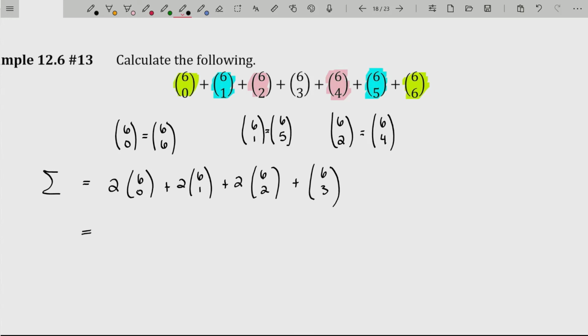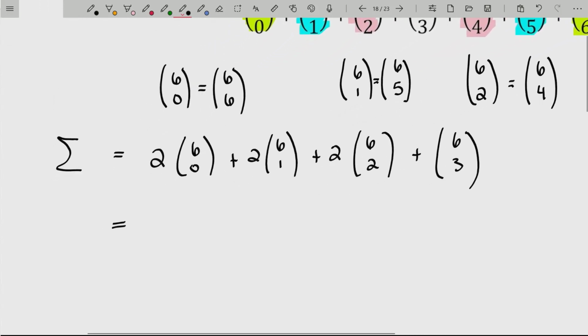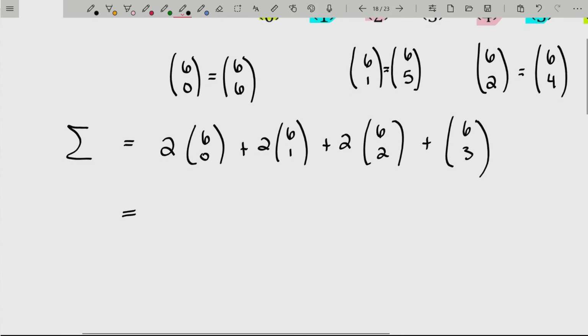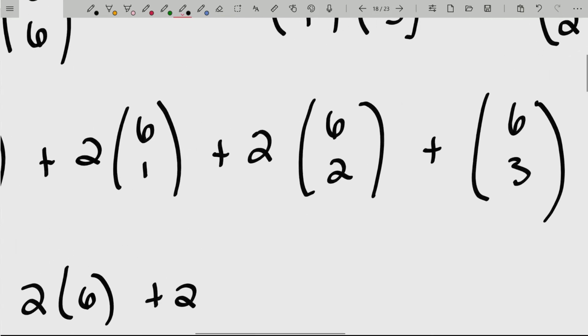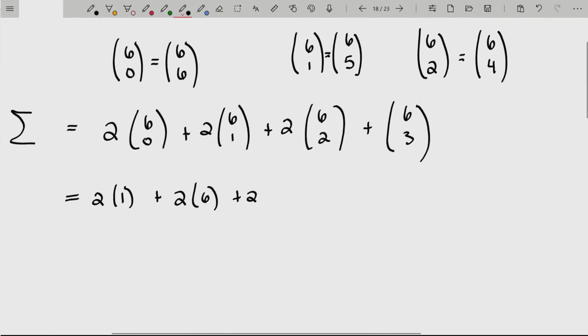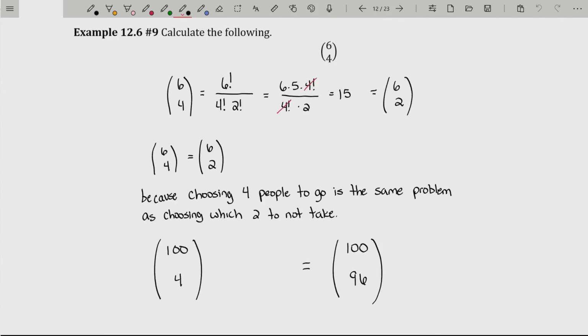All right, well, we've computed all of these except for 6 choose 3. How many ways can you choose nobody? There's only one way. 6 choose 0 is just 1. Remember, n choose 0 is 1. Plus 2 times, how many ways can you choose one person out of 6? Well, 6 ways. Plus 2 times, and we did this one earlier, 6 choose 2. It's right here, and it was 15. You want to highlight it. 6 choose 2 is the same thing as 6 choose 4, and it was 15.